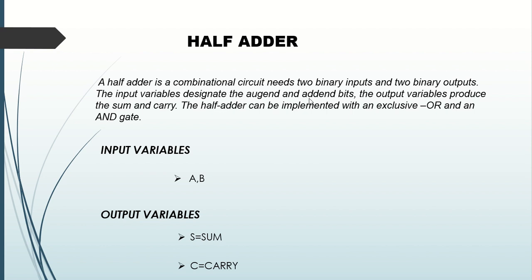First of all, what does augend mean? A quantity to which an addend is added. The output variables produce the sum and carry. The half adder can be implemented with an exclusive OR and an AND gate. Input variables of the half adder are A and B. Output variables are S equal to sum, C equal to carry.